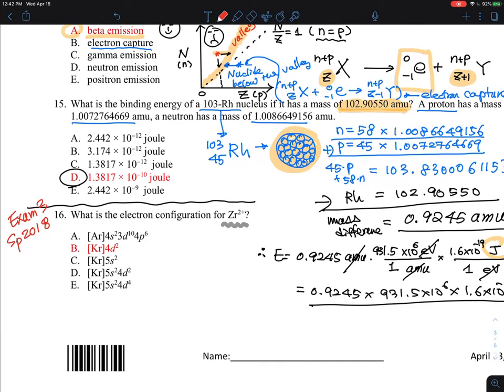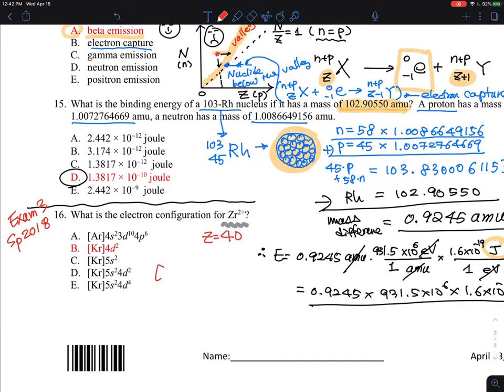Zinc is number 30 with the d orbital completely filled up. Not zinc. Sorry, zirconium. Okay, I have to look at that. Zirconium is right there. Sorry about that. That's zirconium. Zirconium is number 40 with 2 d electrons and 2 s electrons, right? So this is number 40.